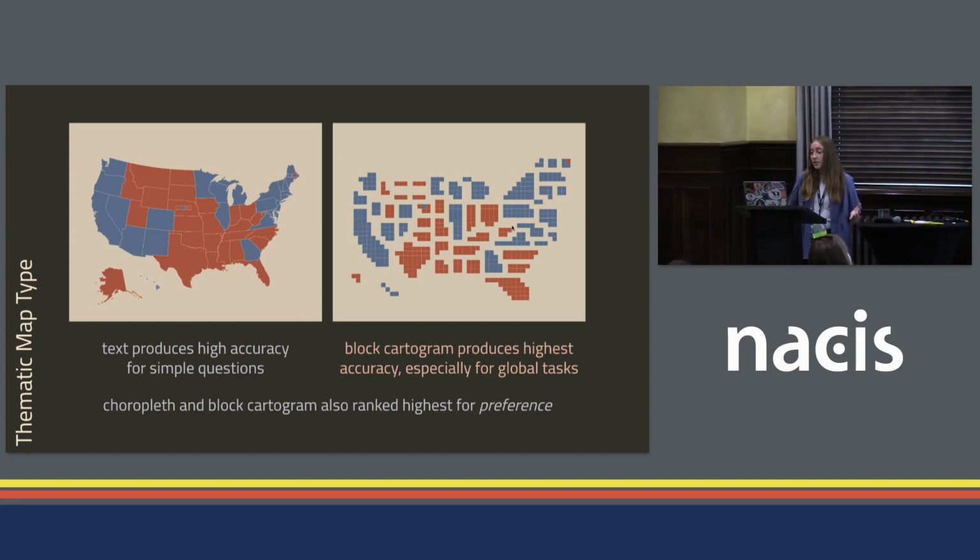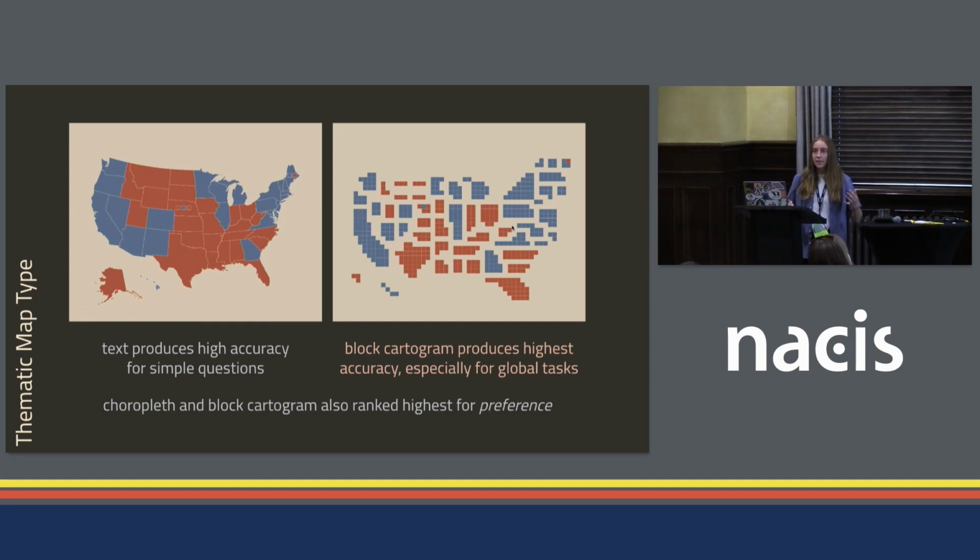Now I'm going to get into the results a little bit. For thematic map type, definitely a limitation of this study was that I had to include the text with the number of electoral votes on the choropleth map, which means that it is evaluated slightly differently than the other thematic map types. For the most simple questions, the basic ones about number of electoral votes, the choropleth did perform the best because there is actually text on the map.